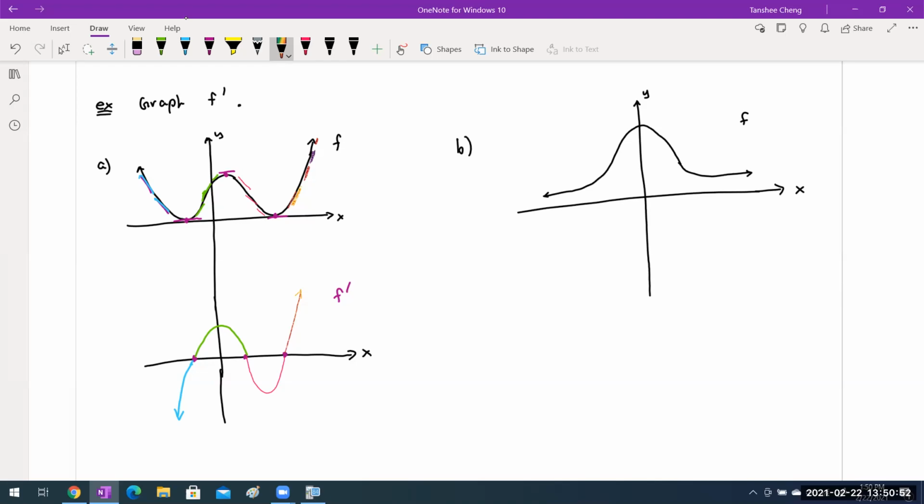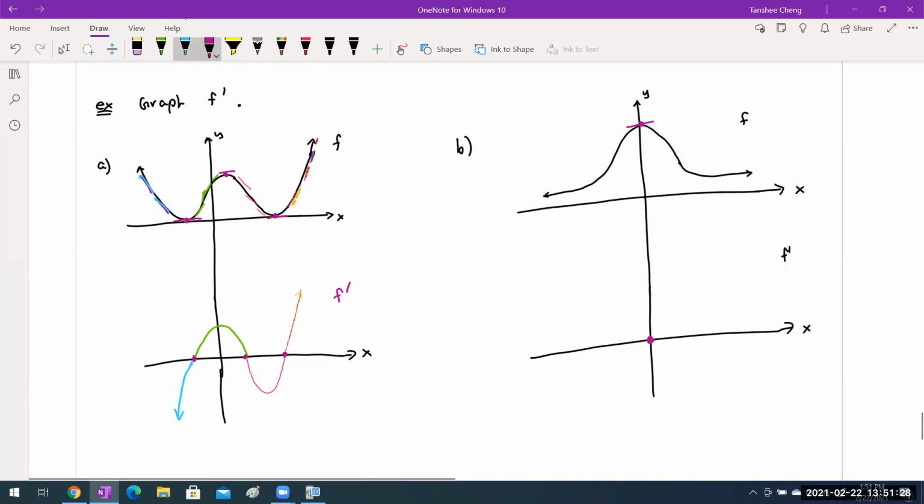And then taking a look at the next one, this one we have to be very careful, right? When we talk about the f prime graph. First, like before, when we look at the peak, right? There's one which is going to give us a horizontal tangent line at this point. So I know that there will be an x-intercept in the f prime graph. Then let's take a look at the left hand side and right hand side.